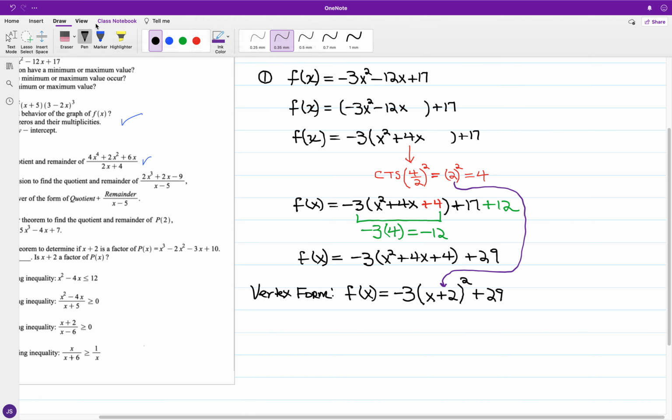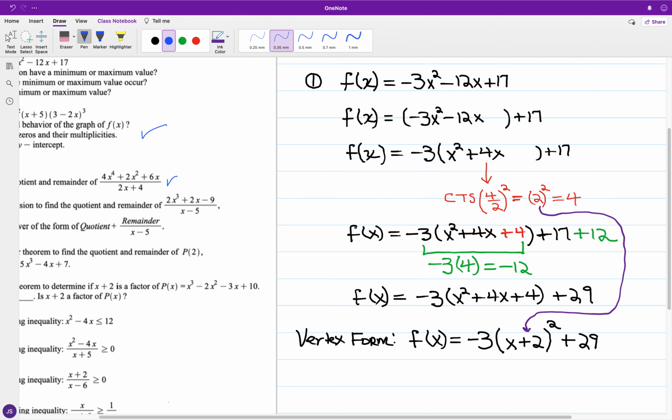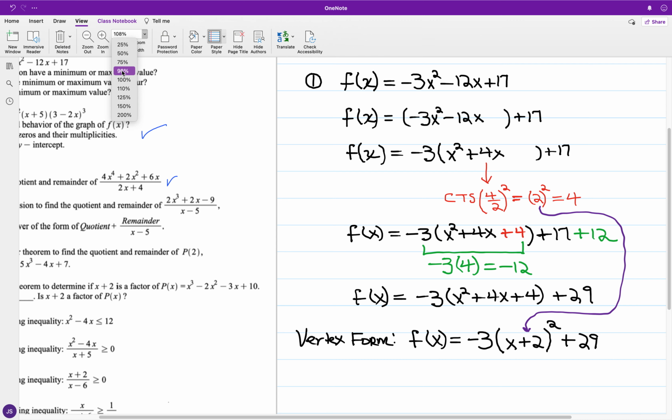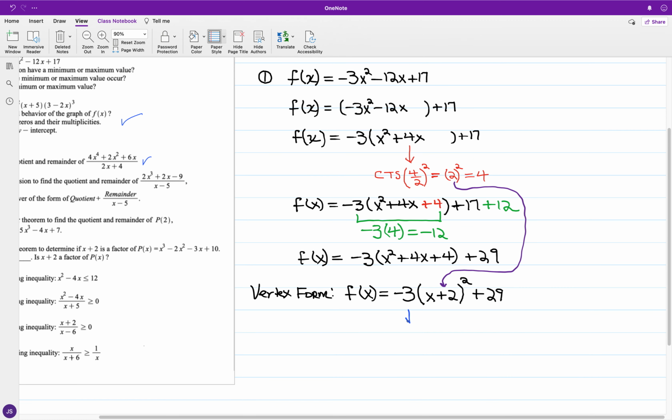Okay, so with this layout in the vertex form, looking at the coefficients, with a, we have that equal to negative 3. And since the a value is negative, you're going to have the graph opening downward. And it's going to open downward from the vertex. So the vertex is going to be the high point. So that is going to be the maximum of f of x.